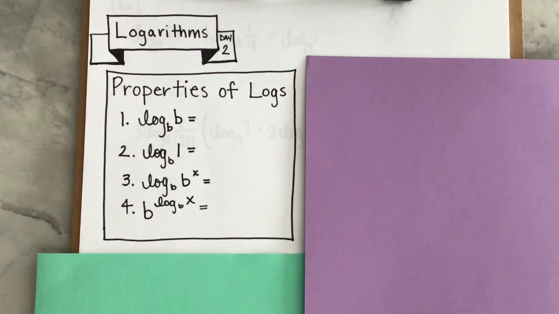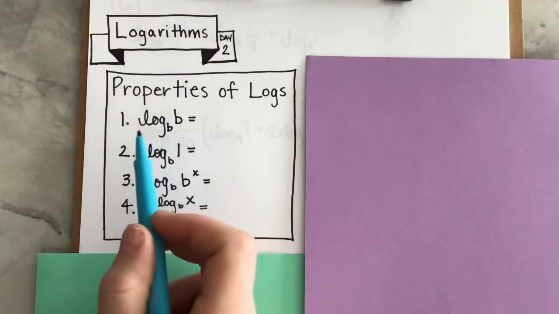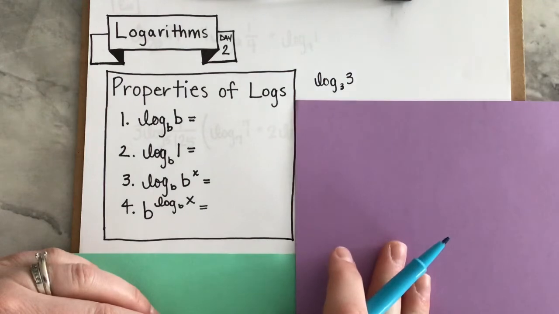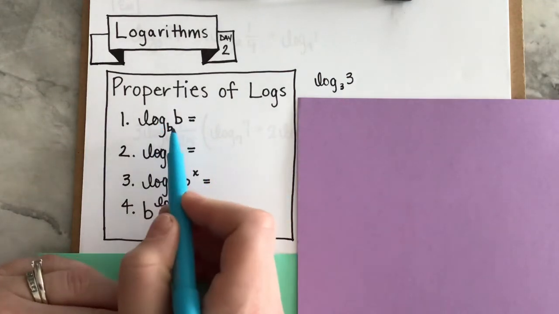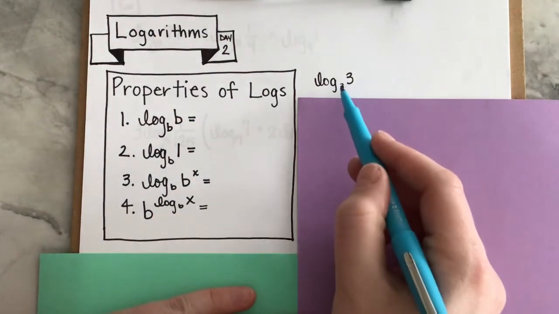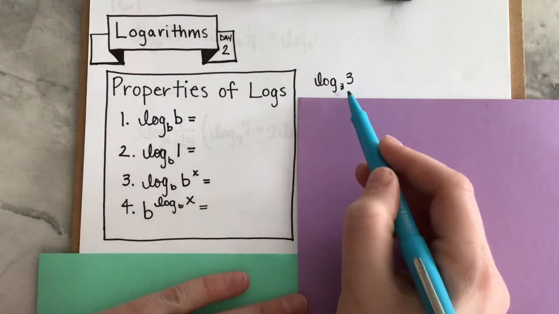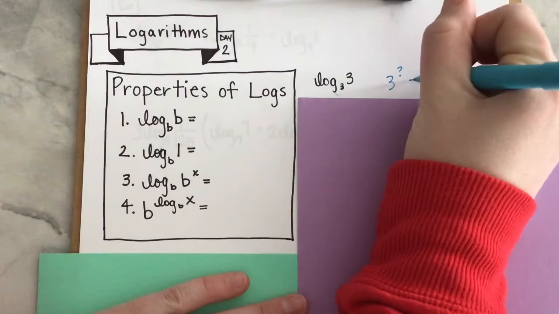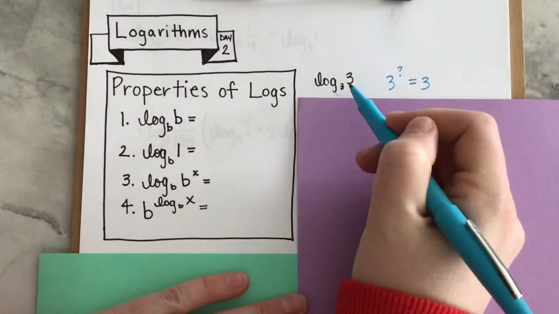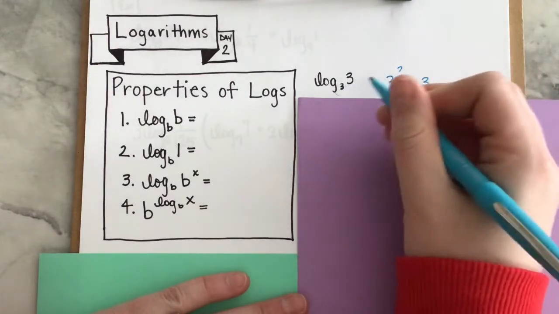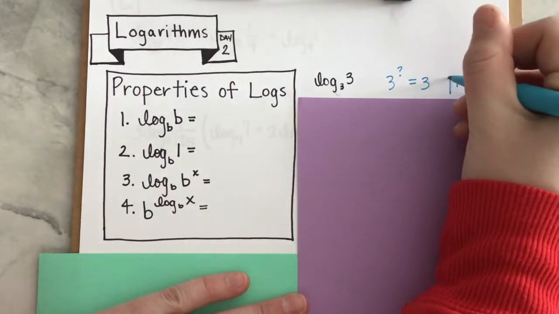Okay, so today what we're going to be looking at is a continuation of the logarithms and what you guys saw during my last lesson on a video. Now, this first property I actually mentioned in the last video, but I do want to go over it again. This first property is log base b of b. I told you guys when you see something that looks like this, log base 3 of 3, it means 3 to what power equals 3.